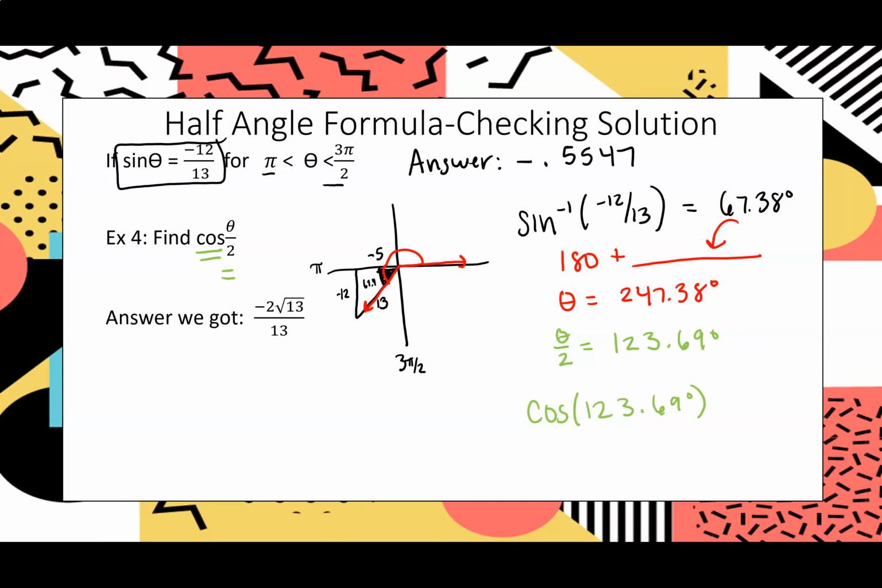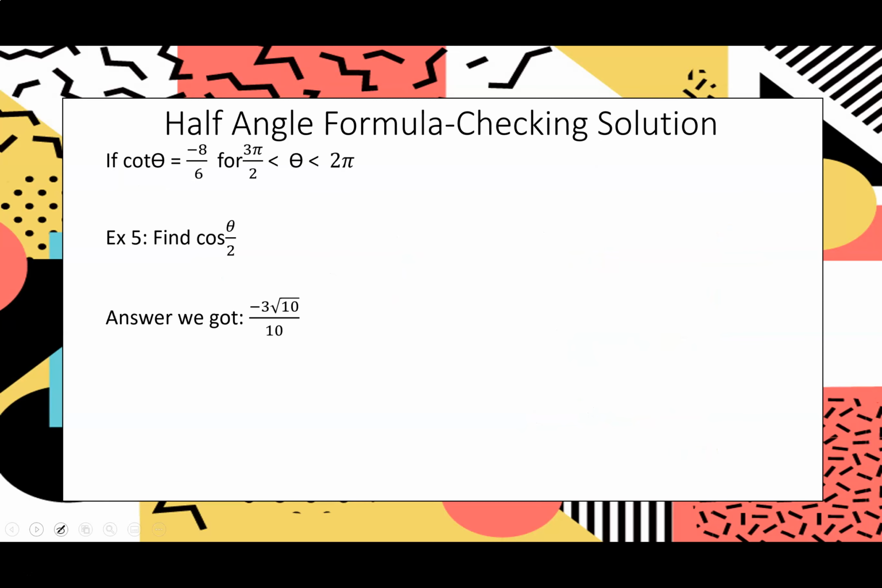Well, I'm trying to find cosine of theta over 2, so I take cosine of 123.69 degrees, and what does that give me? That gives me -0.5547. Do we have a match? Yes, we do. Our answer was correct.